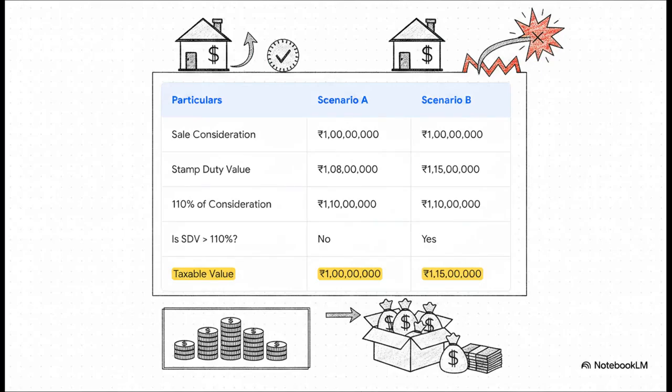Just look at this. In both scenarios, the property is sold for 1 crore. Now, in scenario A, the stamp duty value is 1.08 crores. That's less than the 1.10 crore safe harbor limit. So, no problem. The taxable value is your actual 1 crore.